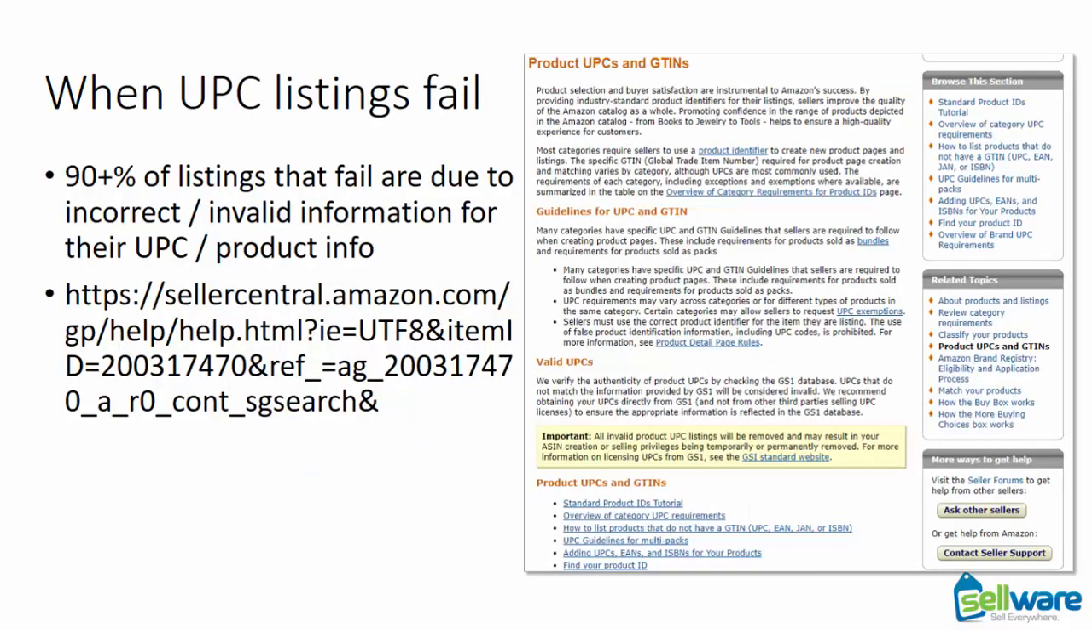When listings fail, as mentioned, it's usually related to a UPC code. Either you have a UPC code that has been previously used under a different category or with a different manufacturer. You can't make up UPC codes or not provide them unless you have an exemption within Amazon. They're pretty strict about the format that they require and the data checking that they do. So here's a link to some resources that you can use if you're having any trouble.